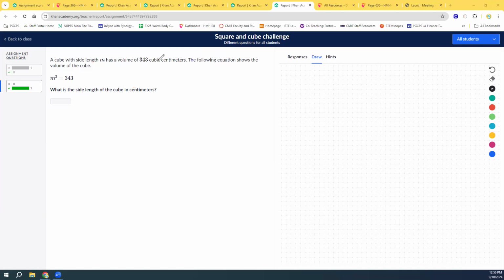Okay, the cube with a side of 343. So we're going to take the cube root. And we have our cube root list. So you should see that 343 is a cube, and its cube root is 7. Done. All right. Not too bad.